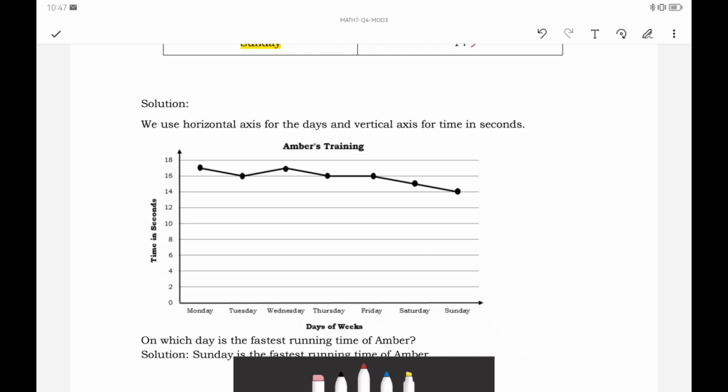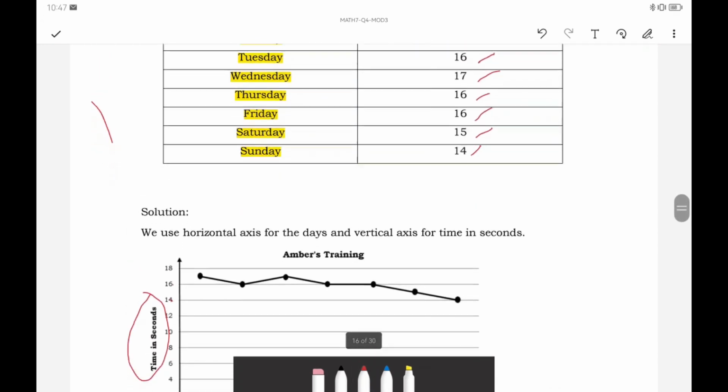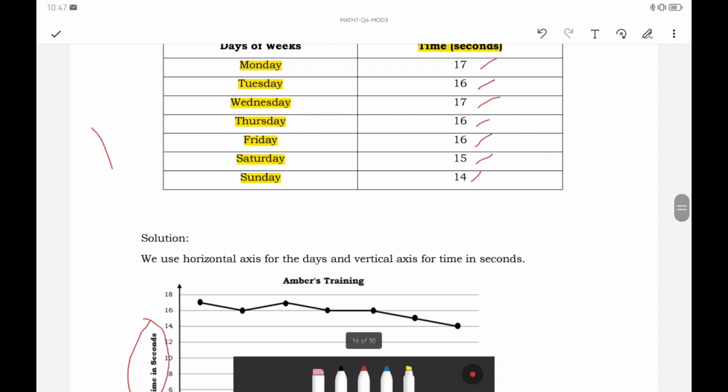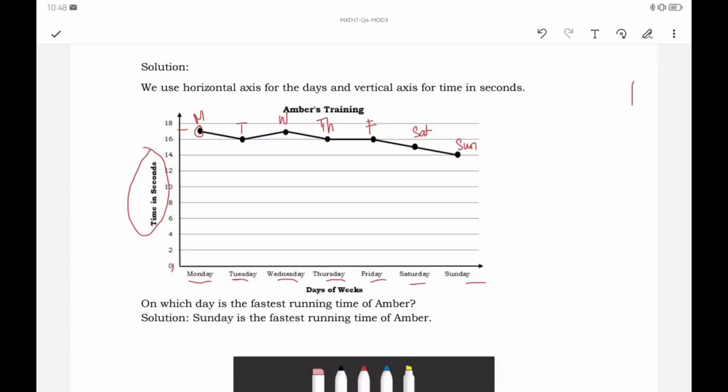Now, on Amber's table, we have here Monday, which is 17. That is in between 16 and 18. So this is for Monday. The next one, on Tuesday, Amber got 16. So this is Tuesday. Wednesday, Amber got 17 again. And Thursday, Amber got 16. Also on Friday. And on Saturday, Amber got 15. And on Sunday, Amber got 14. So that is the line graph for Amber's training.